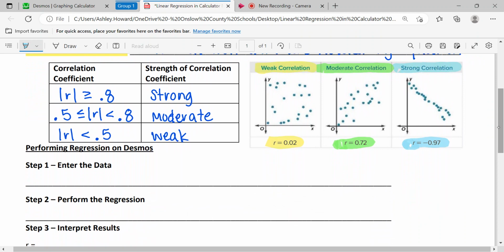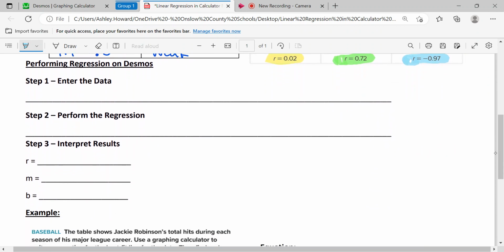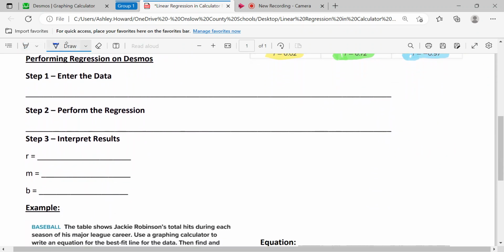So now we're going to get into how to find that line of best fit from the Desmos calculator. The first thing that we're going to do in Desmos is build a table when we enter the data. So we're going to build the table, and we're just literally going to type in what they give us for our x and y values. After we build a table, we're going to enter the regression formula.